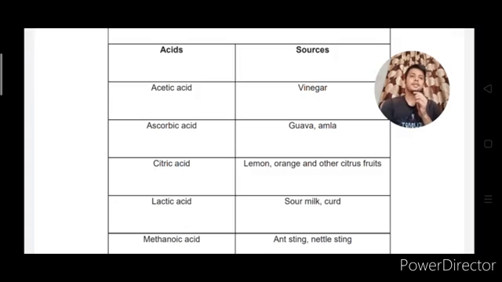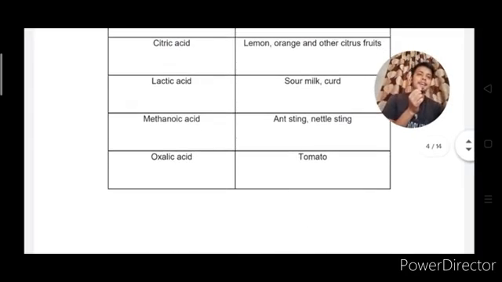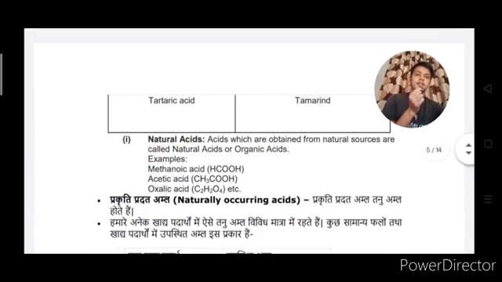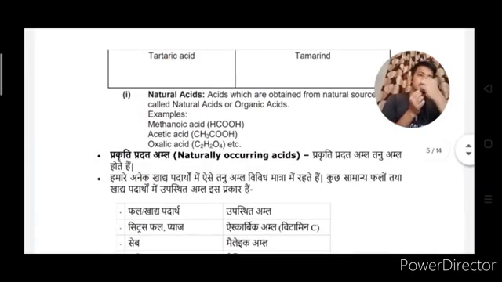Ascorbic acid is generally present in guava and amla. That is another name for vitamin C, a very important vitamin. Citric acid is found in citrus fruits like lemon and orange. In curd, lactic acid is present, and in ant sting there is methanoic acid. Oxalic acid is present in tomato, and tartaric acid is present in tamarind.